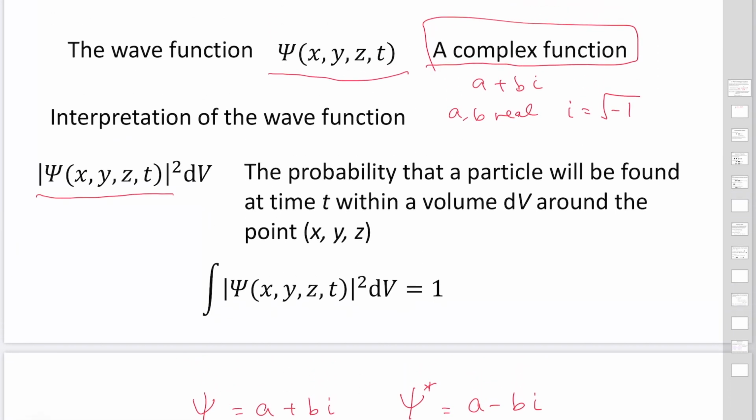If you take the square of the wave function times dV, a small volume, this means the probability that a particle will be found at time t within a volume dV around the point x, y, z. So if you integrate over all space, this becomes 1, because we need to find the particle somewhere in the universe. So this dV integration means we integrate over the universe.